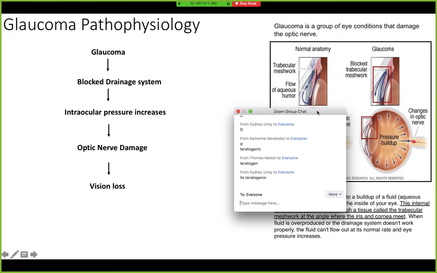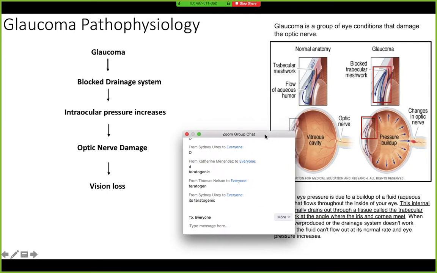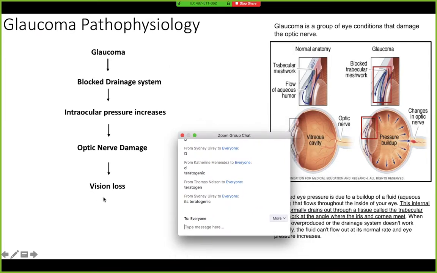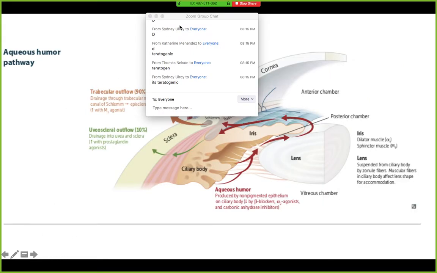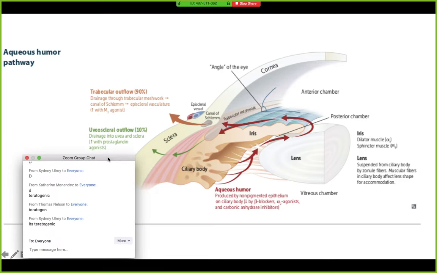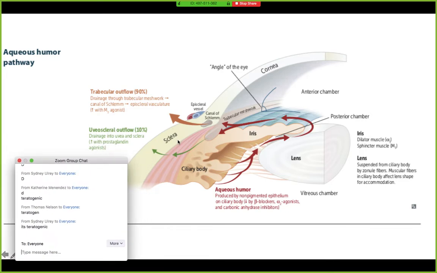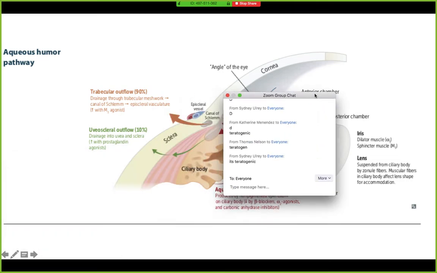I think you guys are probably good with this because I believe the last neuro lectures with scoring is a lot of glaucoma. So in glaucoma, you have a blocked drainage system, which leads to an increase in intraocular pressure, which can cause optic nerve damage and vision loss. I threw this in here from First Aid because it shows where the drugs that he talked about are acting. So just another way to look at it, if that is helpful.